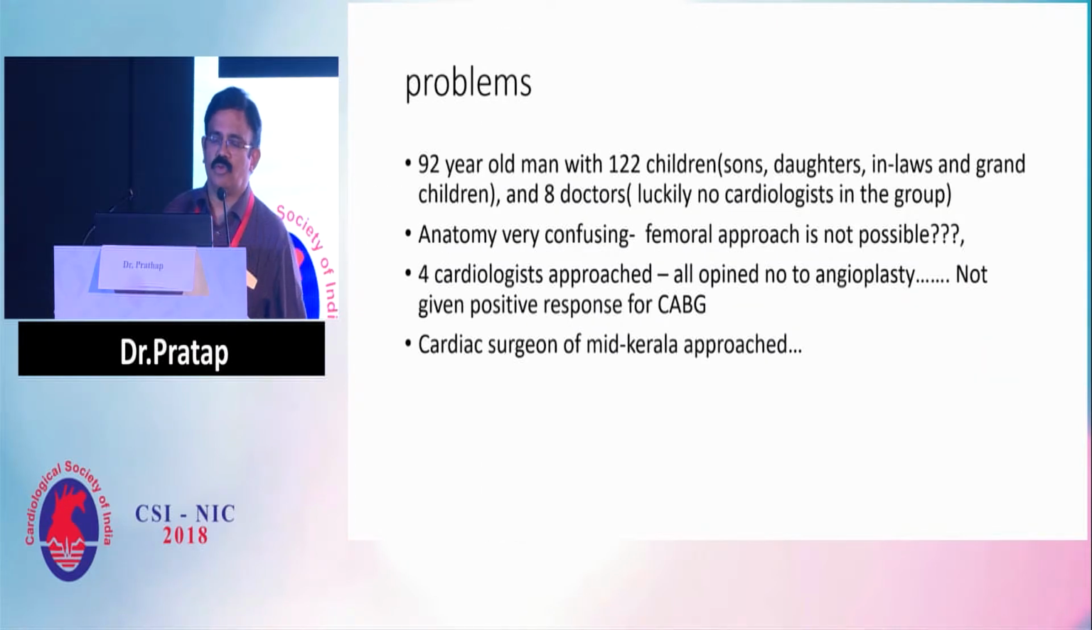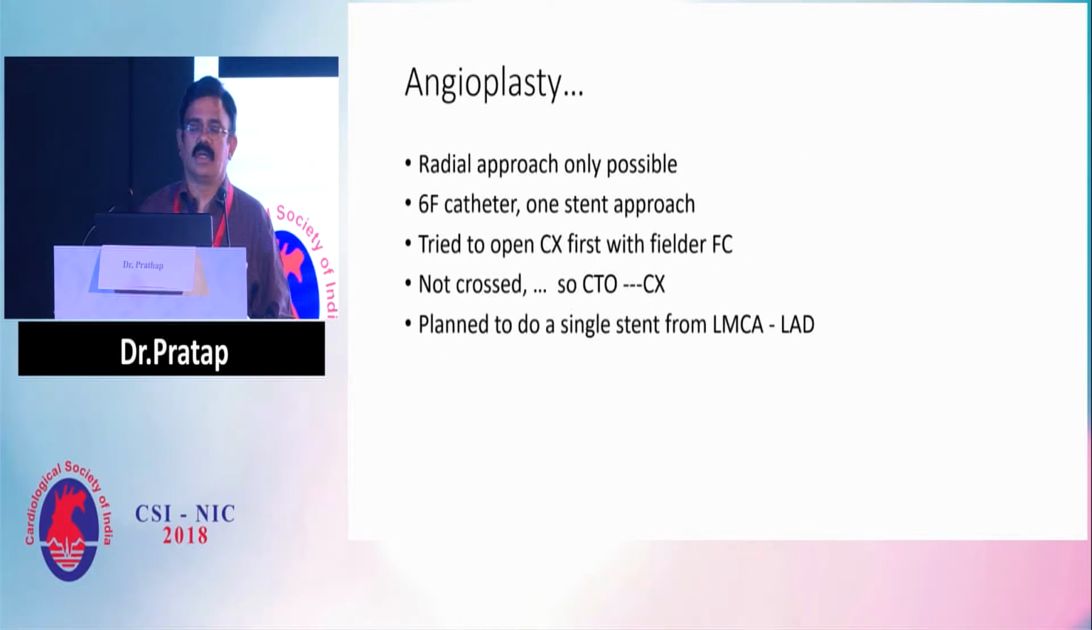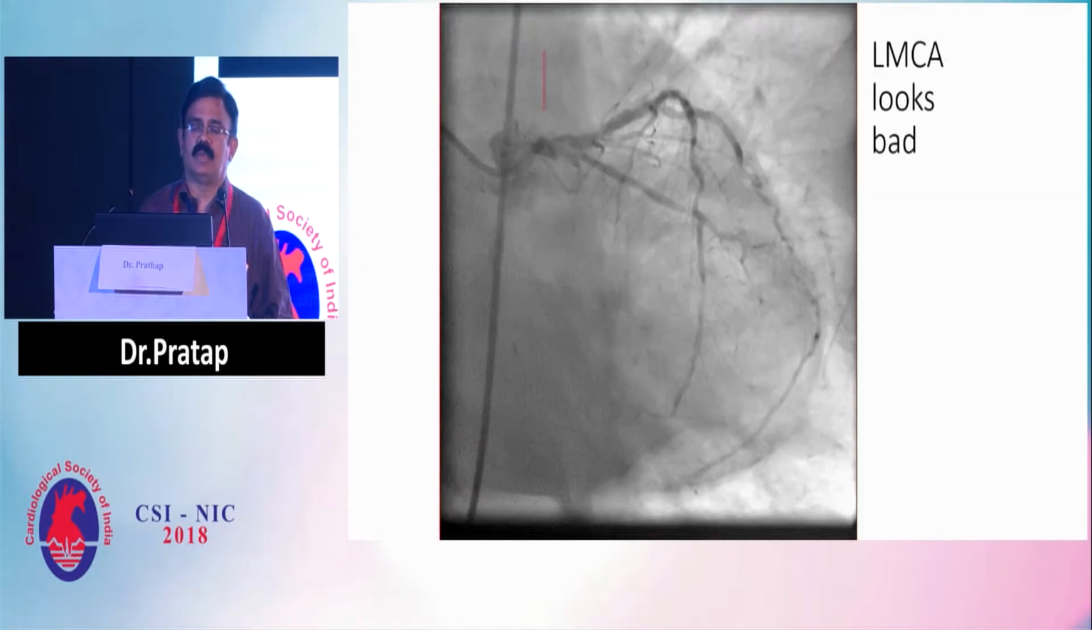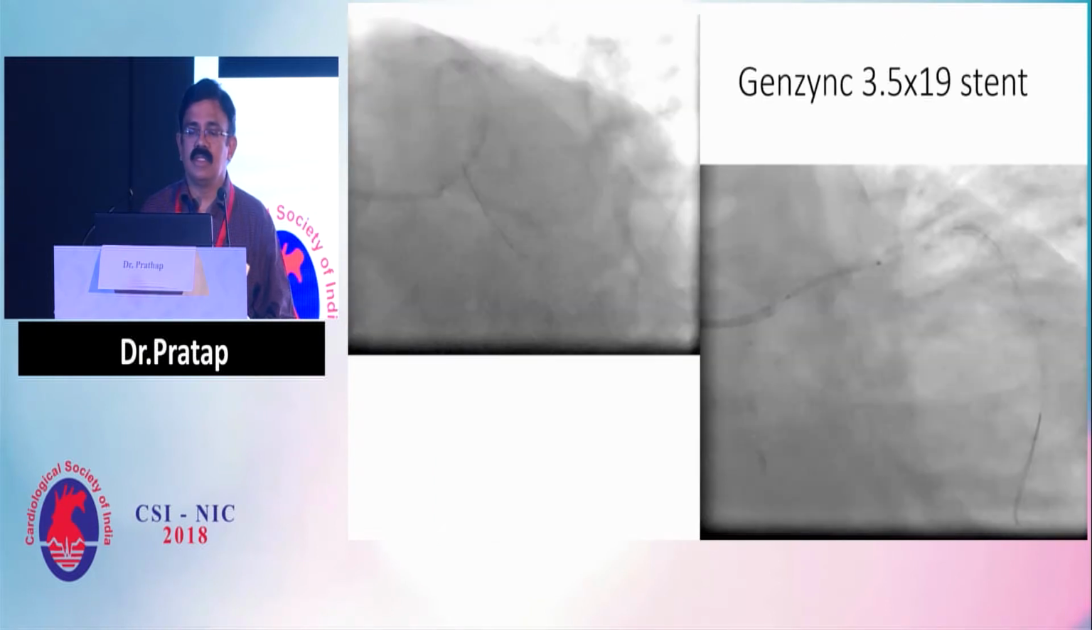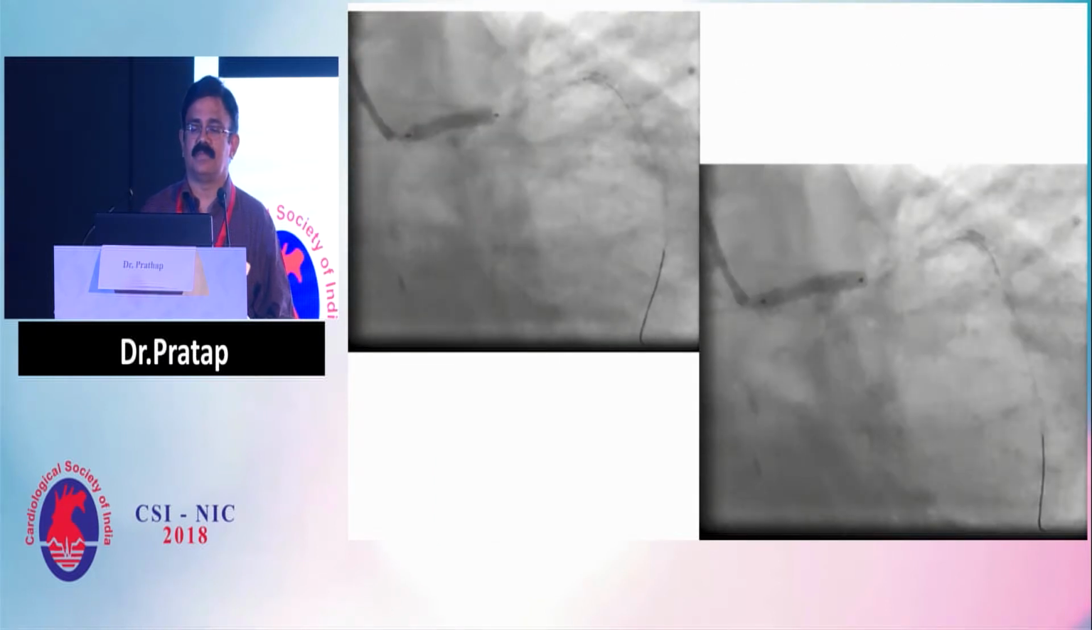92-year-old man with 122 children, 8 doctors in the family, luckily no cardiologist in the group. Anatomy was confusing, femoral approach is not possible. 4 cardiologists were approached, none opined for angioplasty, and no positive response even for the CABG. A cardiac surgeon in mid-Kerala was approached, radial approach. We finally did the angioplasty, and the patient is still surviving after 6 years.